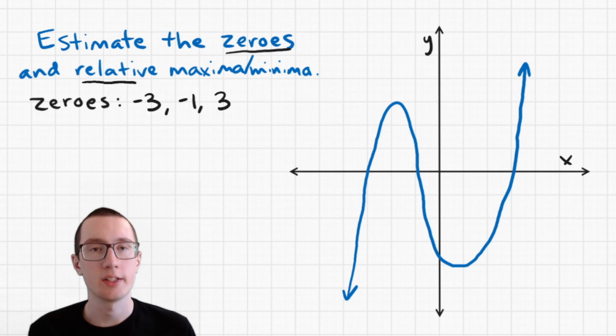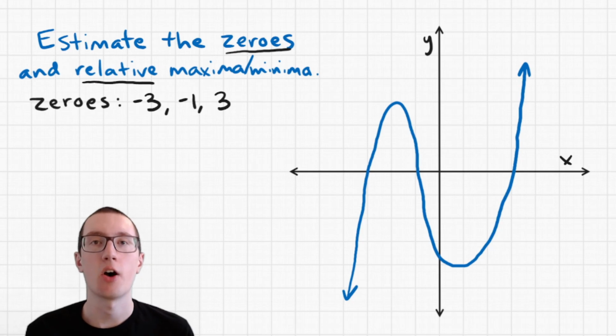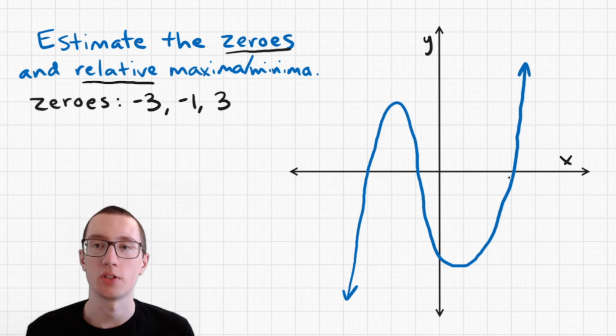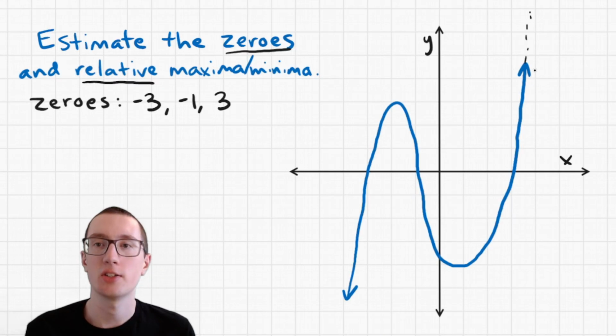Now, what are relative maxima and minima? What does this word mean? Well, the opposite of a relative maximum or minimum is an absolute maximum or minimum. An absolute is basically the highest number that you can get for y in the entire graph. In this case, what is that? Well, I mean, this goes up infinitely. So there is no absolute maximum. It's just going to go to infinity.